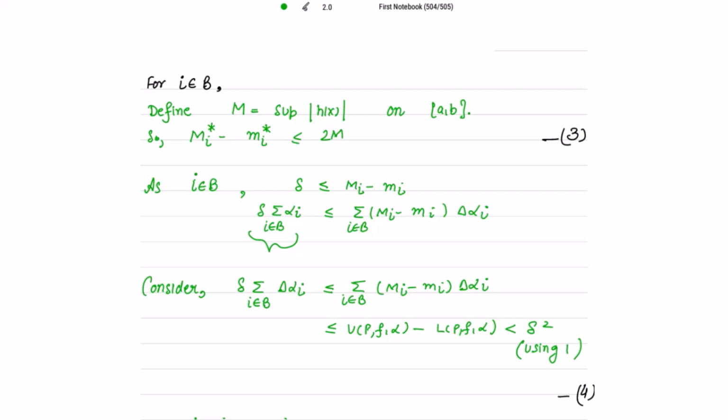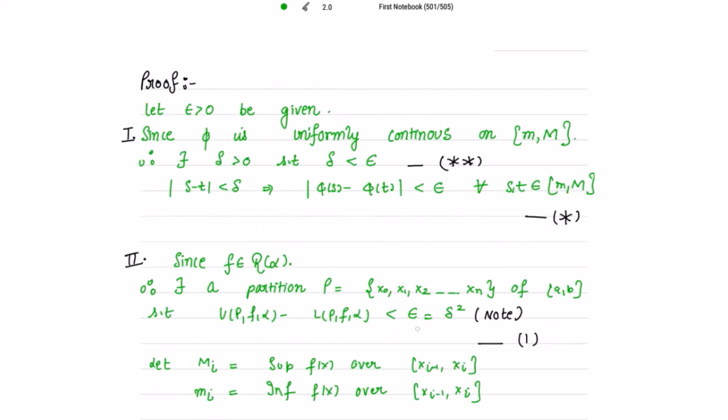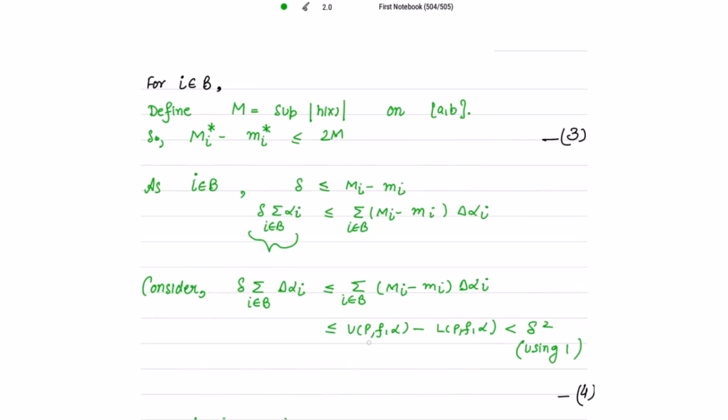Do you remember? Let me show you. Here, from here. Now you remember? So this difference is less than delta square. Fine? Which implies there is one delta, can I cancel one delta from here? So this is the summation over i belongs to B of delta alpha i less than delta. Delta cancelled out. And this delta, at the very start, depends upon the epsilon such that this delta is strictly less than epsilon. Fine? So what I get is that the summation over i belongs to B of delta alpha i is less than epsilon.